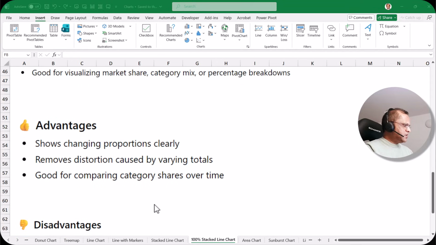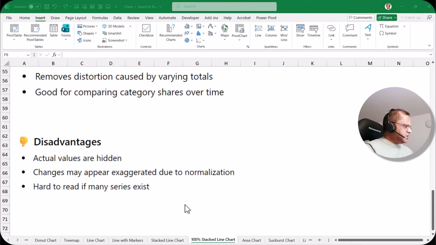Now we go for the advantages. It shows changing proportions very clearly. It removes the distortion caused by varying totals, and it is good for comparing category shares over time. What are the disadvantages? The actual values are hidden, so we don't see the actual values, we see the proportion only. Changes may appear exaggerated due to normalization, and it is hard to read if many series exist. If we have 3, 4, 5 or 6 series, then it is difficult to read the data here.